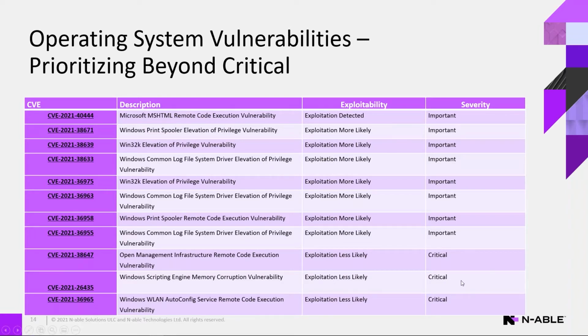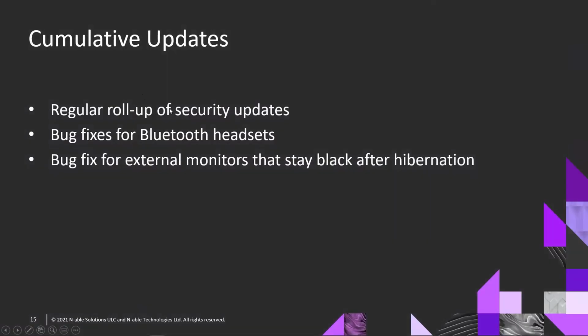For cumulative updates, we have the regular roll up of security updates, but we also have two rather important bug fixes. We've got a bug fix for Bluetooth headsets. There was a bug where certain Bluetooth headsets would only get audio for voice calls. And then there's the bug fix for external monitors that stay black after hibernation. It's one of those aggravating things that doesn't show up very often, but when it does, this is one more headache you don't have to deal with with this set of cumulative updates.